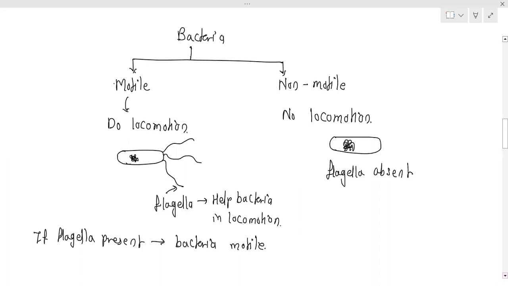Now we are going to study the internal structure of bacteria. I'll just stop recording for a second. It takes a little time to process after this.